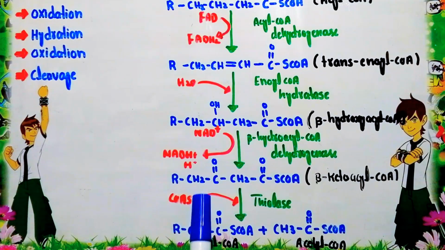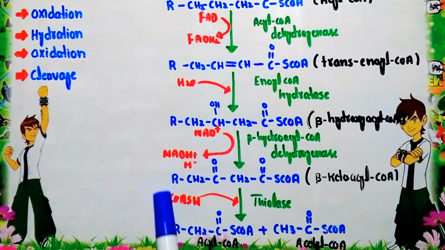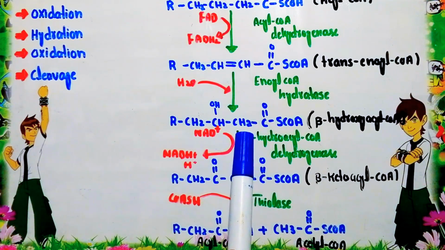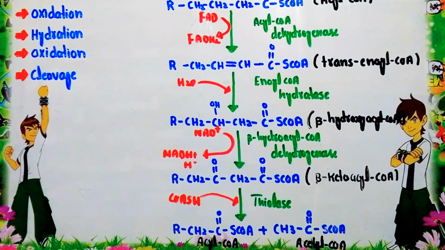One coenzyme A enters in this step. After the addition of this coenzyme A, the beta ketoacyl coenzyme A breaks down. After the breakdown, we will get two compounds. The first one is acyl coenzyme A, while the second one is acetyl coenzyme A. This acetyl coenzyme A will enter the Krebs cycle and produce energy.